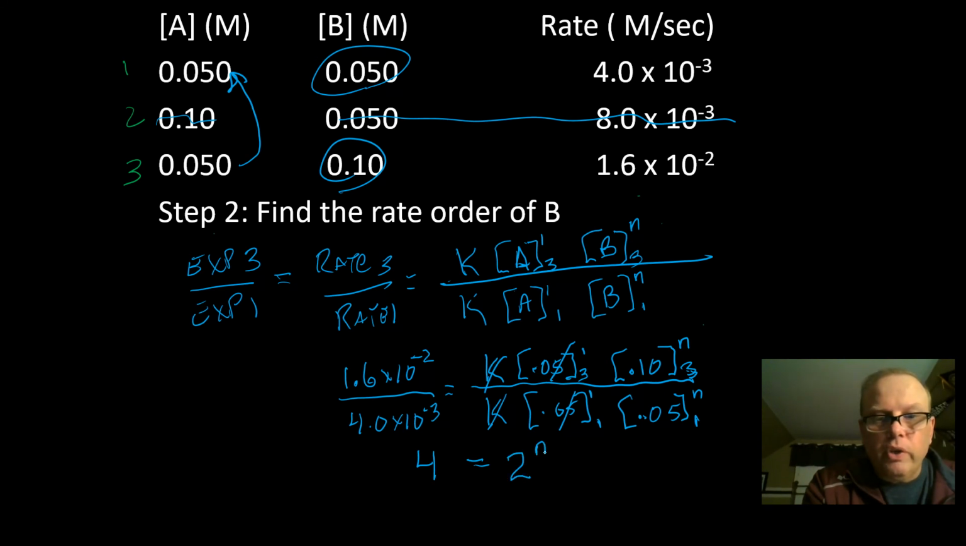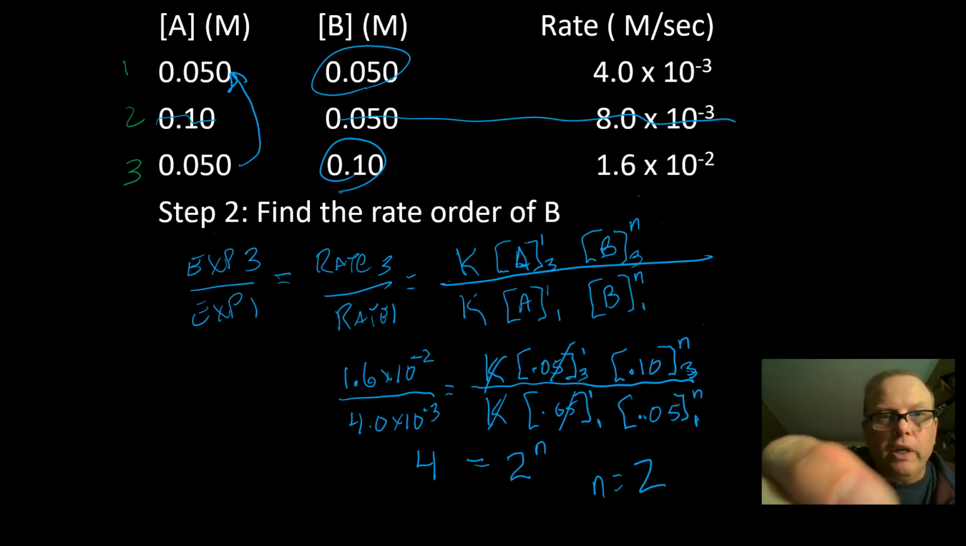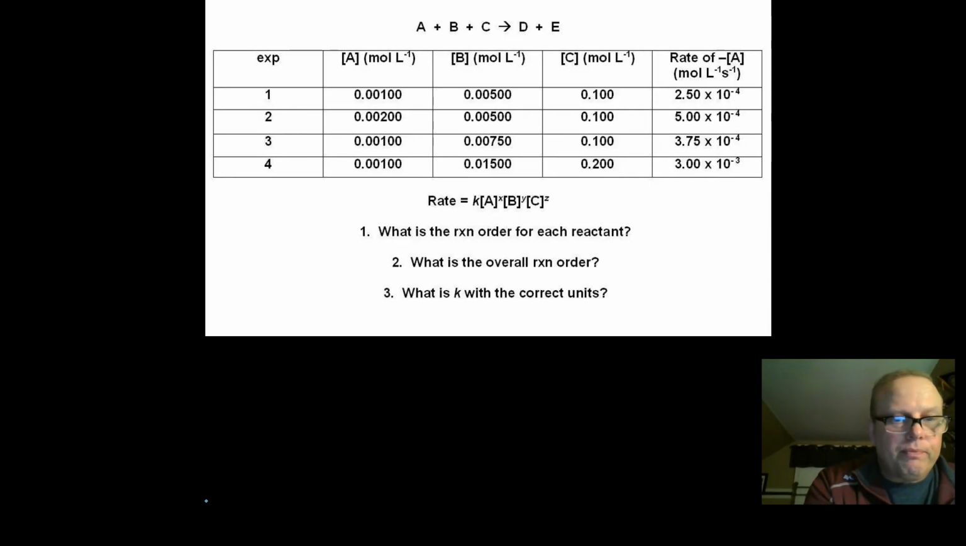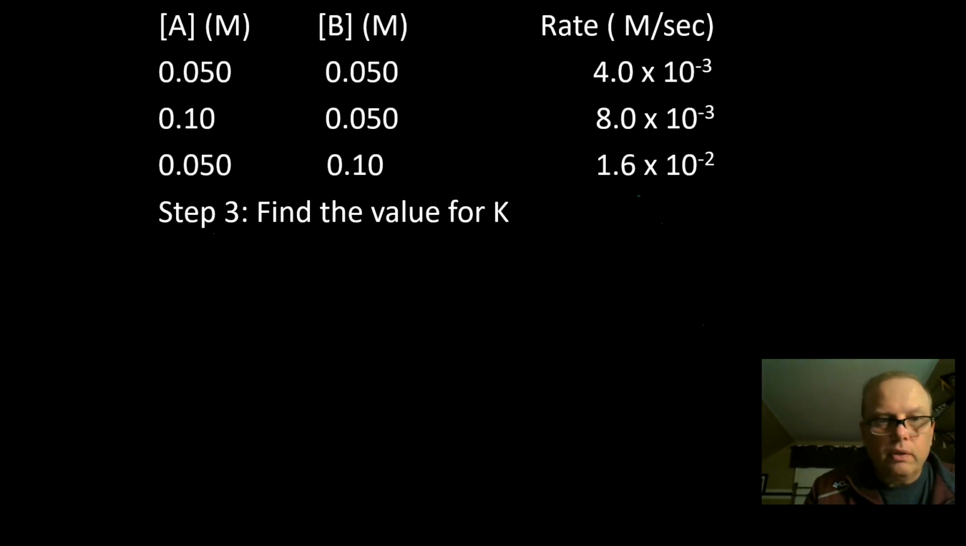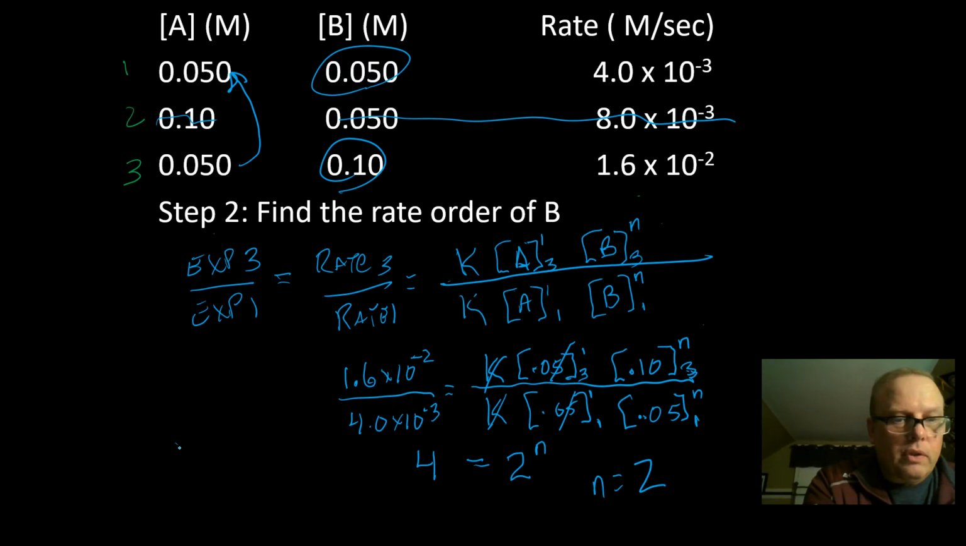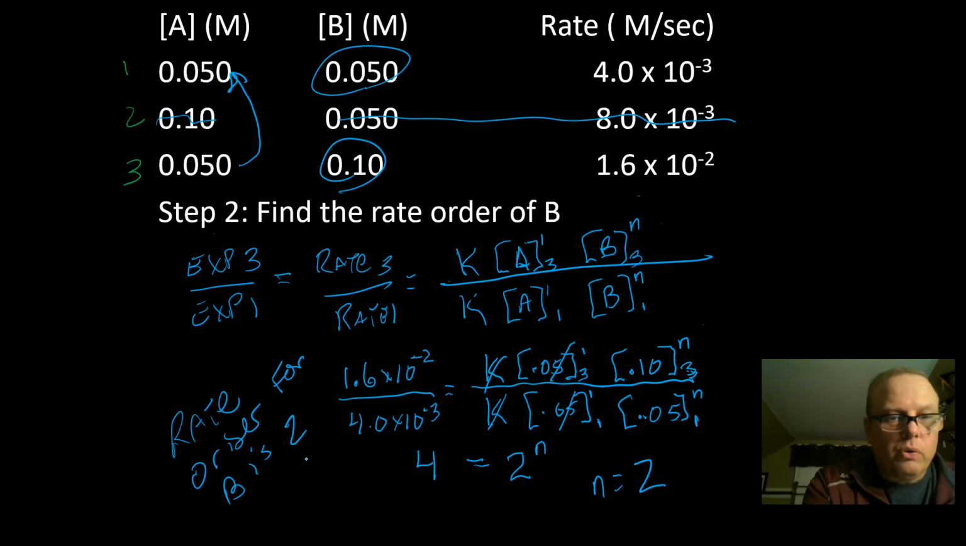So what we have now is 2 to the n is equal to 4, and now n is equal to 2. That is the exponent it has to be in order to equal 4. So n to the second equals 4. And now we've found the rate order for B. So the rate order for B is 2. Okay, I'm going to advance this slide now.